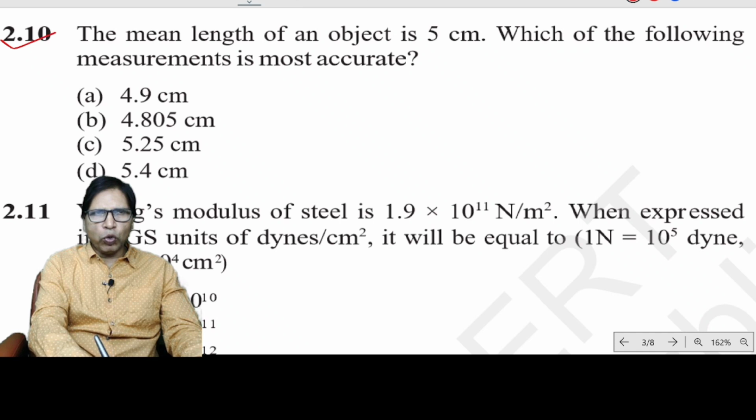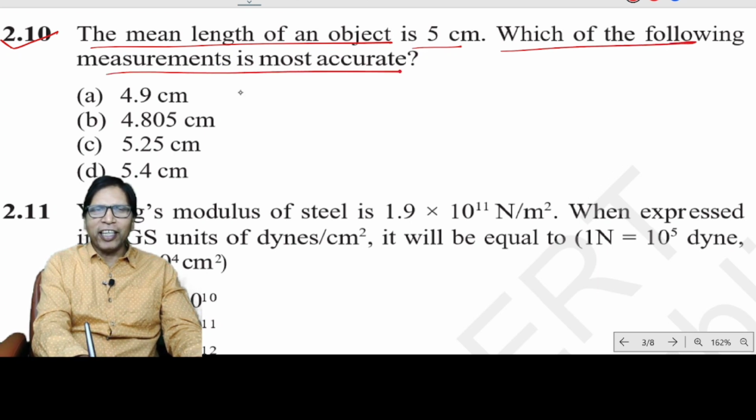Now question number 2.10. The mean length of an object is 5 centimeter. Which of the following measurements is the most accurate? 5 minus 4.9, so this is 0.1 centimeter. 5 minus 4.8 is more than 0.1. This also is more than 0.1. This also is more than 0.1. So this is the most accurate measurement.